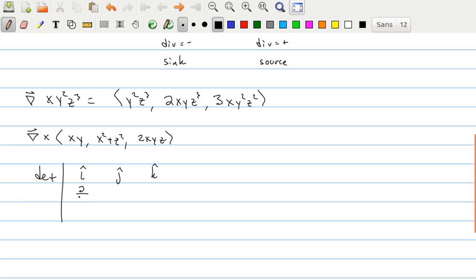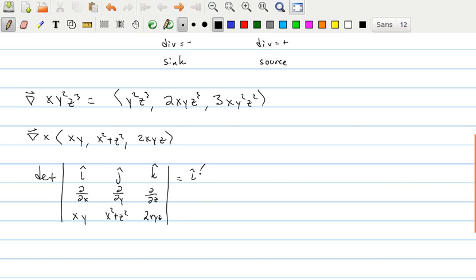And these are the partial derivative operators: the partial with respect to x, the partial with respect to y, and the partial with respect to z. And then the bottom row of our determinant will be the three entries in the vector field: xy, x squared plus z squared, and 2xyz. Let's go through and take this curl.